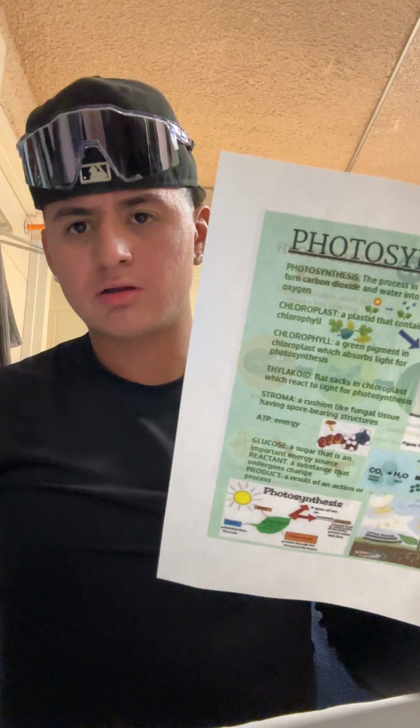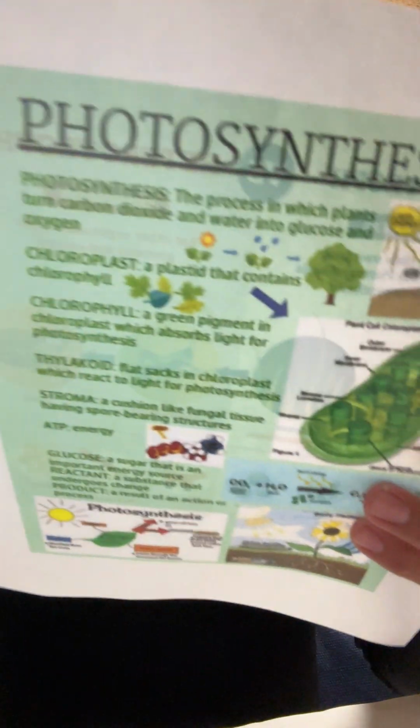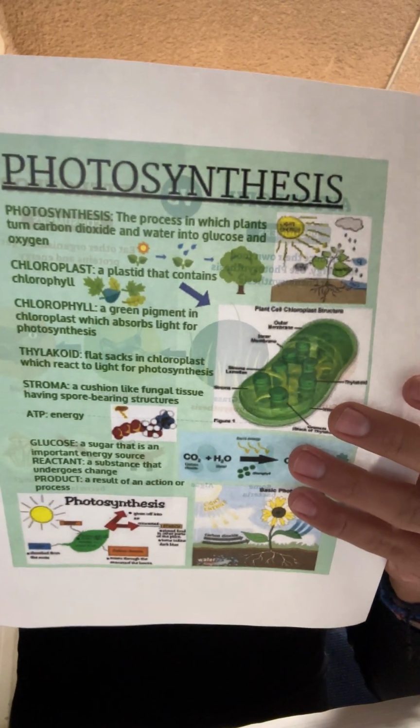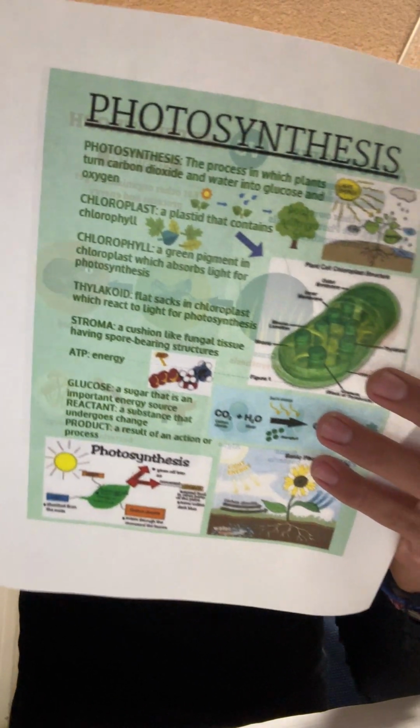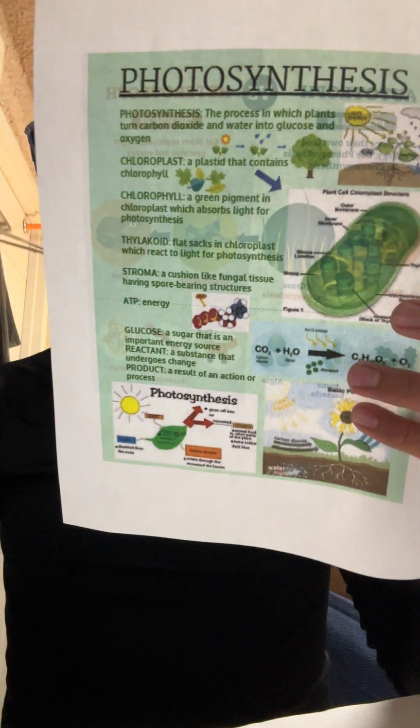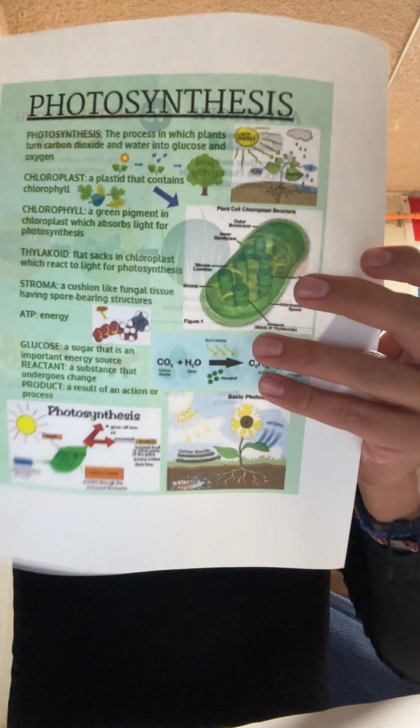Now talking about the light dependent reactions, they occur in the thylakoid membrane, using light energy to produce ATP and NADPH. The light independent reactions, known as the Calvin cycle, which we'll get to later, occur in the stroma, where ATP and NADPH are used to fix CO2 into carbohydrates.